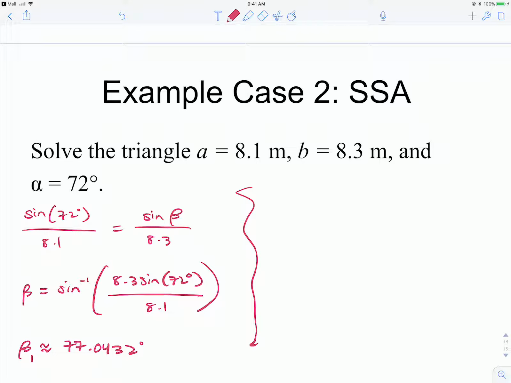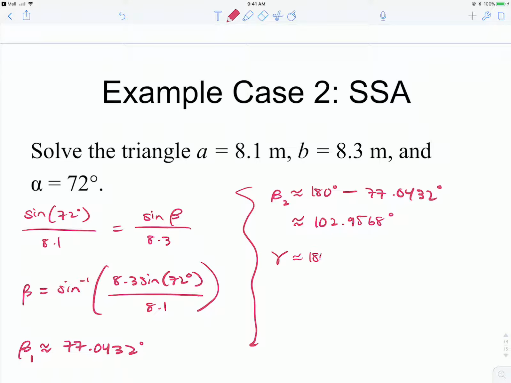Okay, so I'm going to call this beta sub 1, and I'm going to try and find a beta sub 2, so a beta for a second triangle. And that would be supplementary to beta sub 1, so 180 minus 77.0432 degrees. And we get 102.9568 degrees, which makes sense with 72 degrees. So gamma in the second triangle is going to be small, but it will exist.